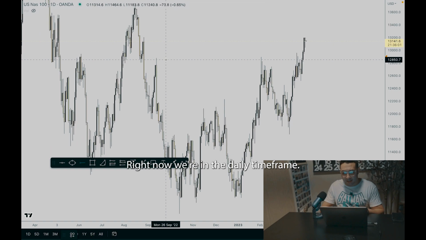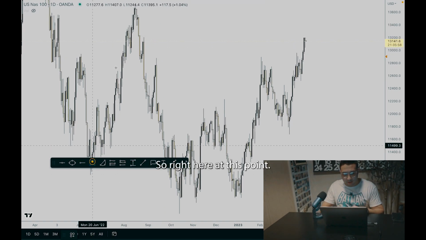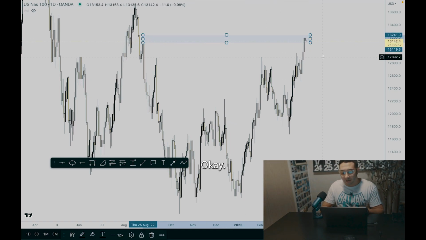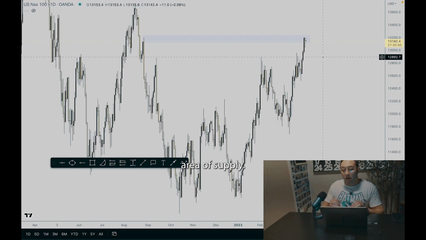Right now we're on the daily time frame, right? So right here, at this point, way back here in August 2022, it's an area of supply, okay? This is a higher time frame area of supply. You need to mark up your charts based on the higher time frame, have all your points of interest and technical areas marked up ahead of time.